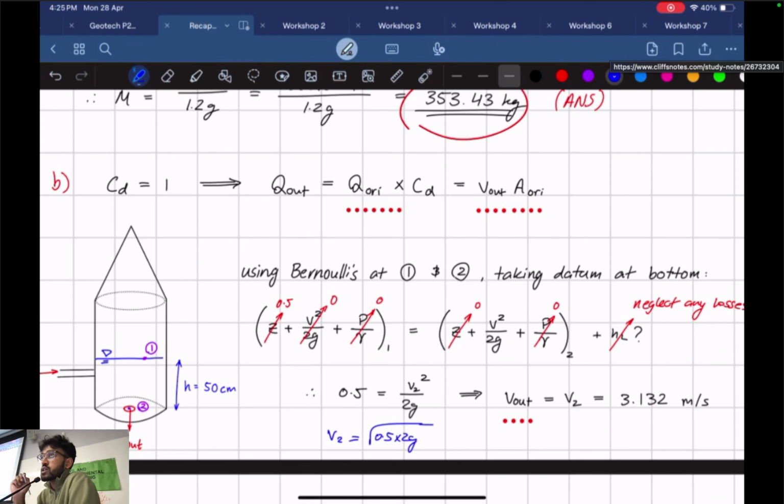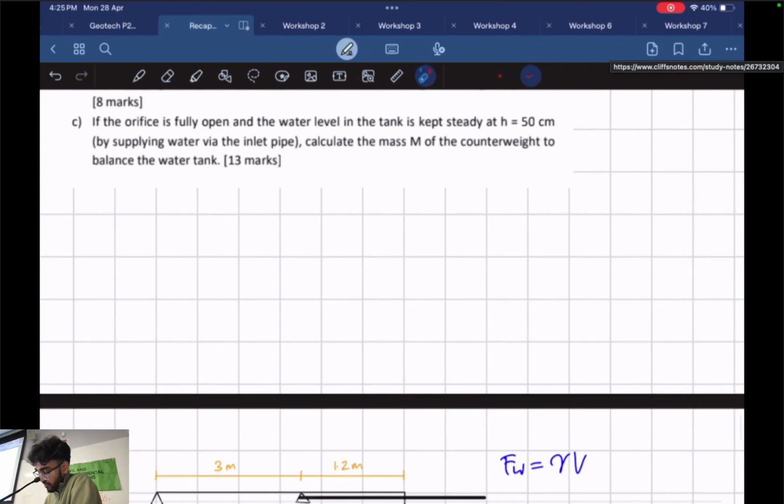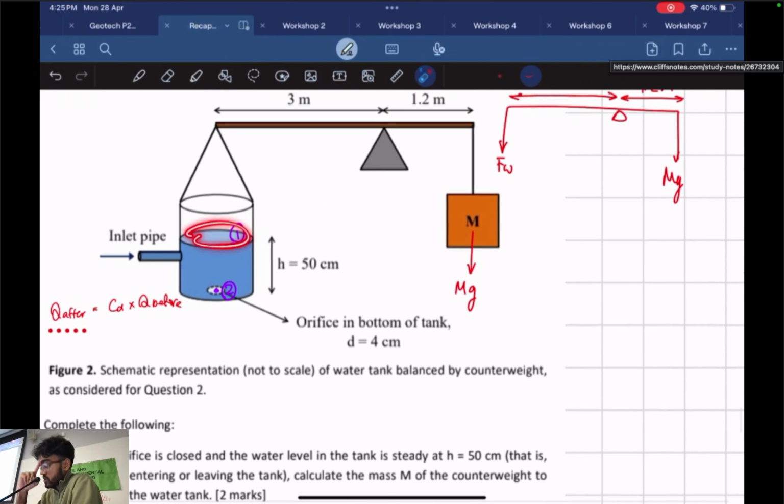.5 times 2g. Okay, I'll give you guys a minute to put it down. Why is the pressure at 0 over here? So pretty much the pressure at the surface of the water is going to be 0.